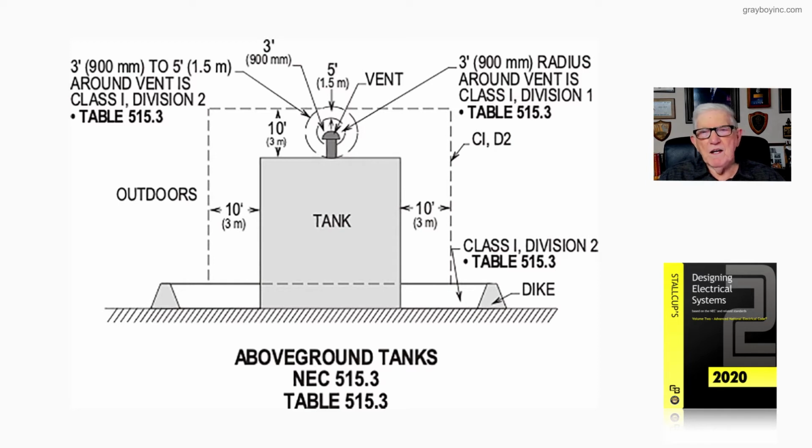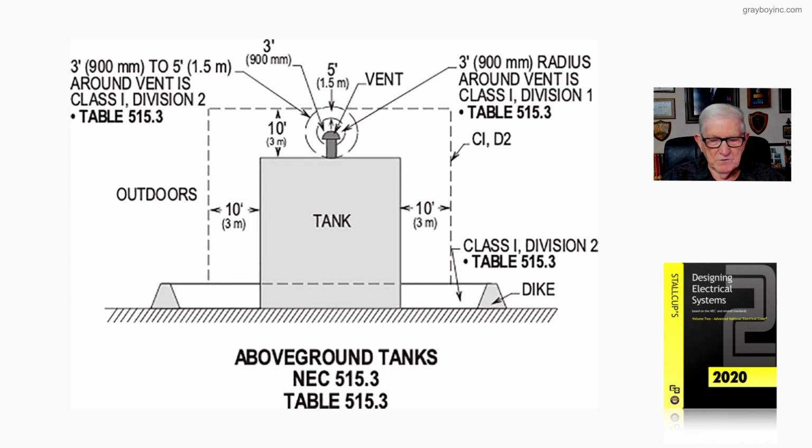And then we would have a 10-foot distance out from the tank horizontally and vertically in accordance with Table 515.3. And then the dike has to be able to take the entire amount of liquid inside the tank, and it's kind of a confinement area. It kind of catches that area, and that's a Class 1 Division 2 area in accordance with 515.3.